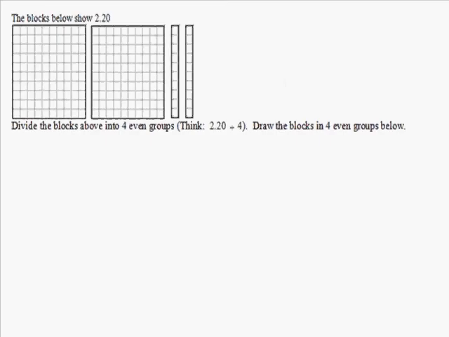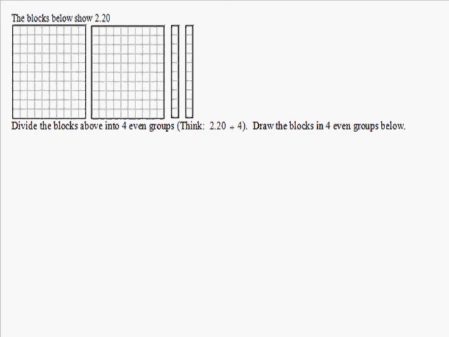Here we have: the blocks below show 2 and 20 hundredths. Divide the blocks into 4 even groups. Think 2 and 20 hundredths divided by 4. Draw the blocks in 4 even groups below. Well, first let's figure out how this shows 2 and 20 hundredths.